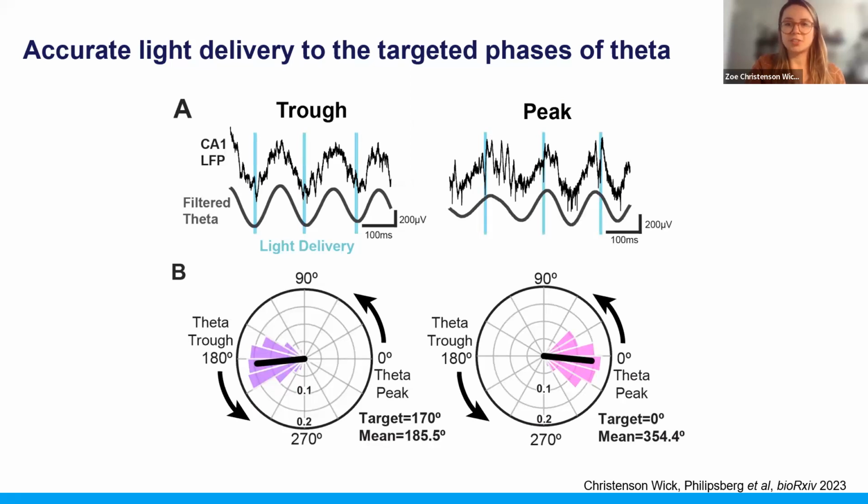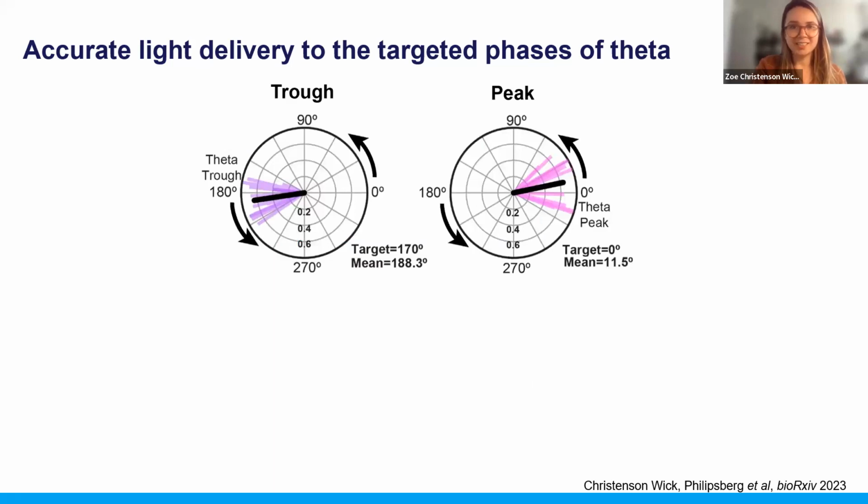Similarly, it looks just as good when we want to target the theta peak, for instance. But again, of course, these are just examples from individual animals. The group data is shown here. And you can see this also looks really nice. On average, we have our light deliveries occurring around our target phase with an error of approximately 15 degrees.